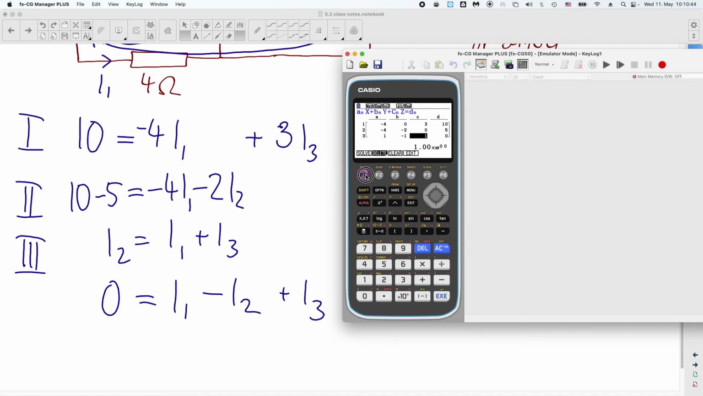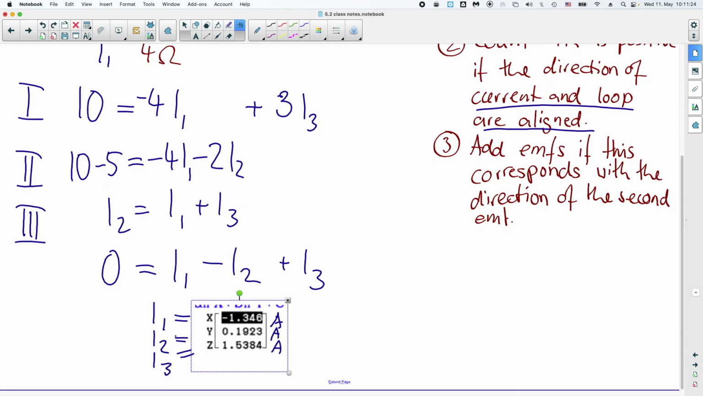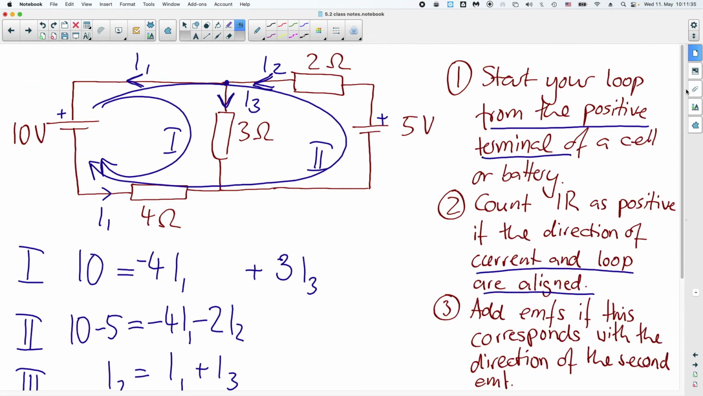So I want to solve this, pressing F1, and these are the values that I get. So they are my answers for the application of Kirchhoff's circuit laws to this circuit that I have here.